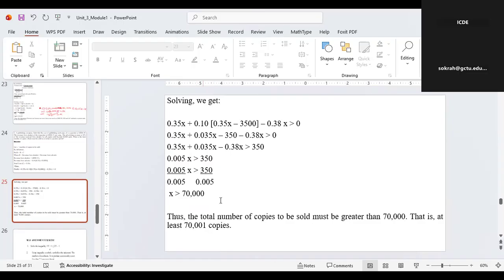And so, don't forget, we represented x by the number of copies sold. Okay. And so the total number of copies to be sold must be greater than what? 70,000. And that is at least 70,001 copies to be sold. So this is the application question for what? Inequalities.